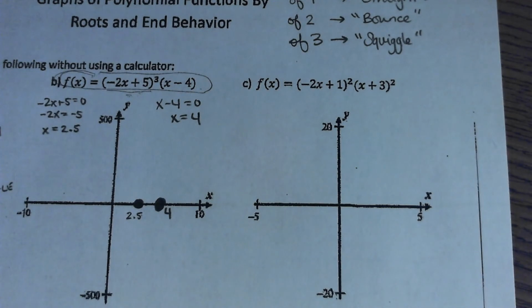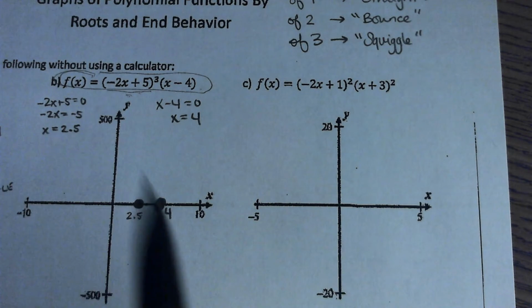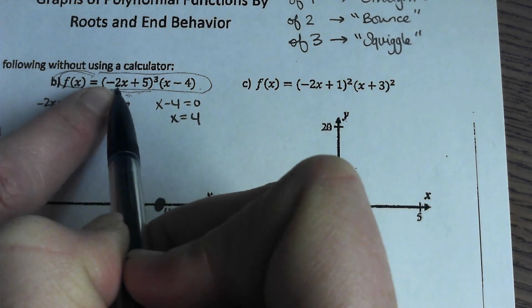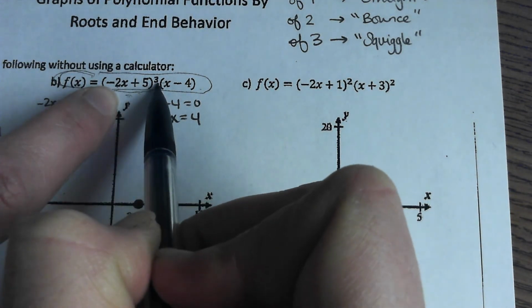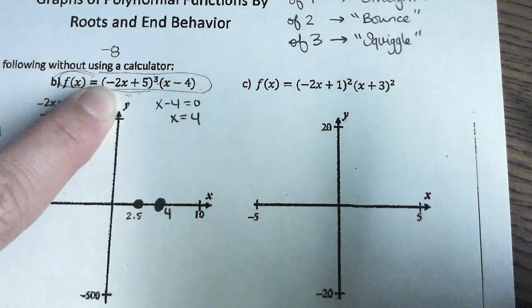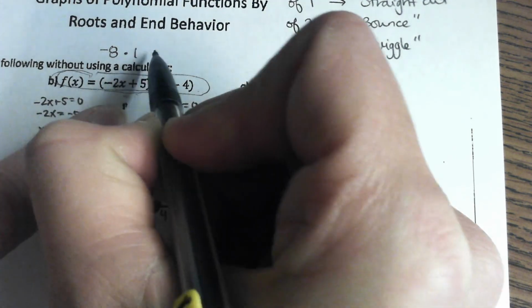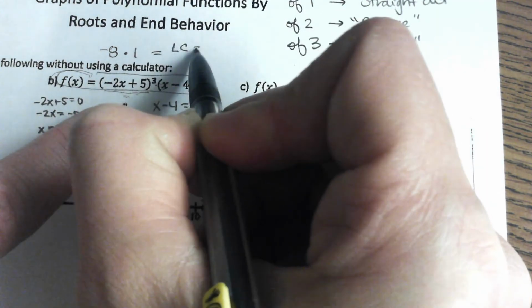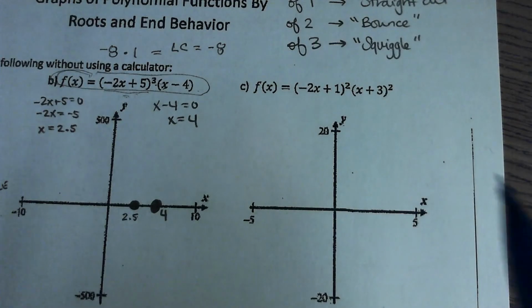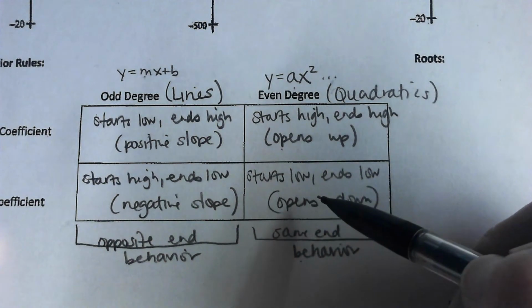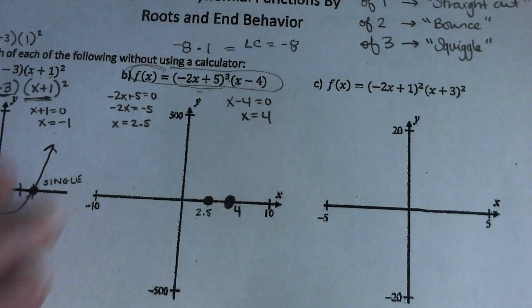Now, this is a little bit trickier as far as the leading coefficient. We don't have to multiply everything out. But when you cube -2, what will it be? What's -2 times -2 times -2? -8. And the leading coefficient here is 1. So our leading coefficient will equal -8. So this is an even degree polynomial with a negative leading coefficient. So it's going to open down, which means it starts low, ends low.